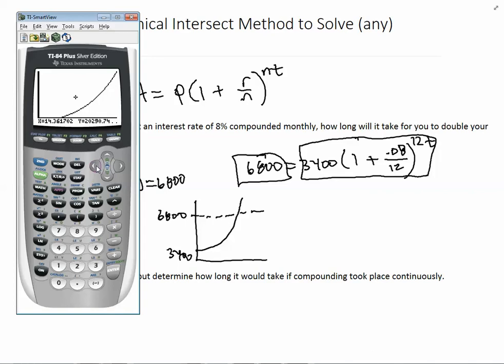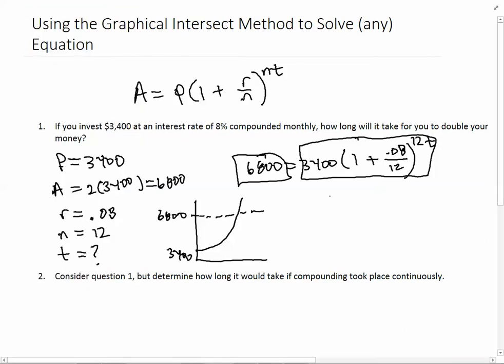Of course, I could cursor around and get an approximate, but the way I'm going to do it is by using the calculate option here in my calculator. To access calculate, I'm going to press second and the trace button. And I want to select option 5 here, which is the intersect feature. Because there is only one intersection point and 2 equations, I can press enter, enter, enter. And hopefully it jumps to the intersection. Tells me t, or in this case x, is 8.69.